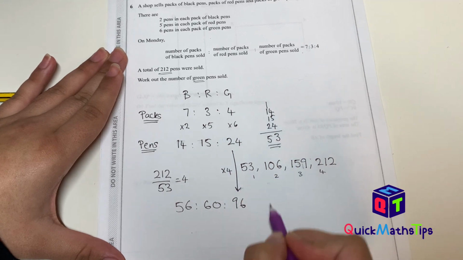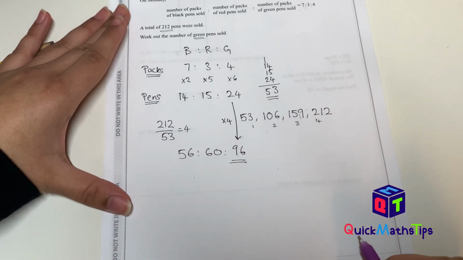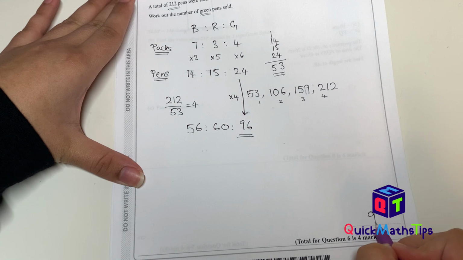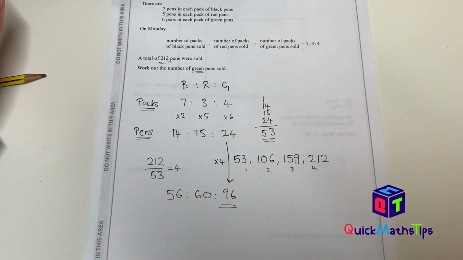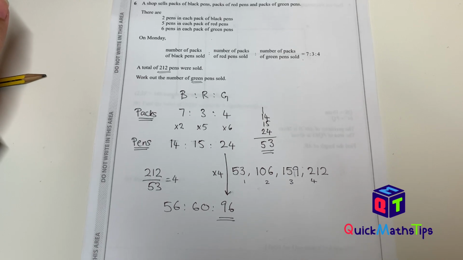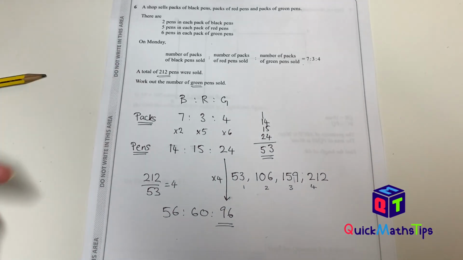So you multiplied all of them by 4. So 96 green pens were sold. And we write that here. 4-mark question. Okay, 96 green pens were sold on... Was it Monday? Or that day? That day. Oh, yeah, it was Monday.